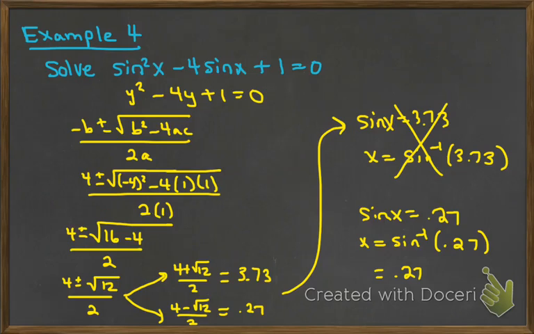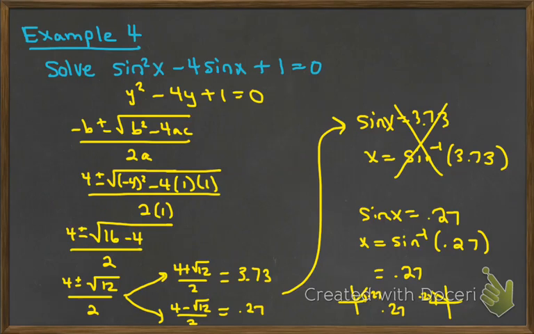So now I still need to do the same thing as I've done before. Find when sine is positive. Sine is positive in the first quadrant, and sine is positive in the second quadrant. So that 0.27 is my reference angle for both of these. For the first quadrant, it is just that, so 0.27 is my answer.